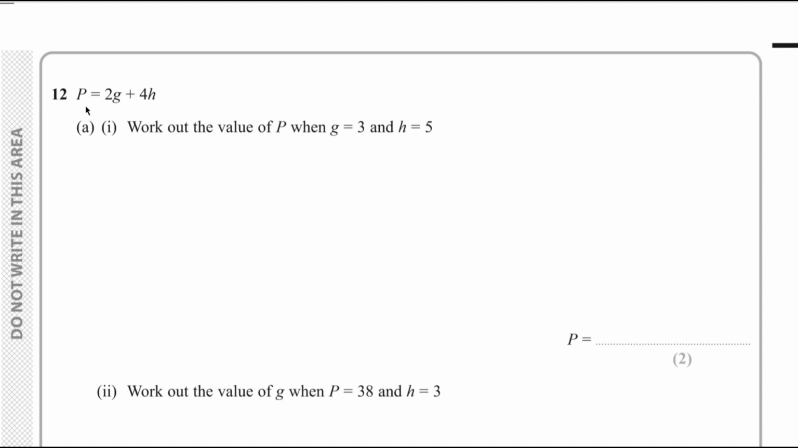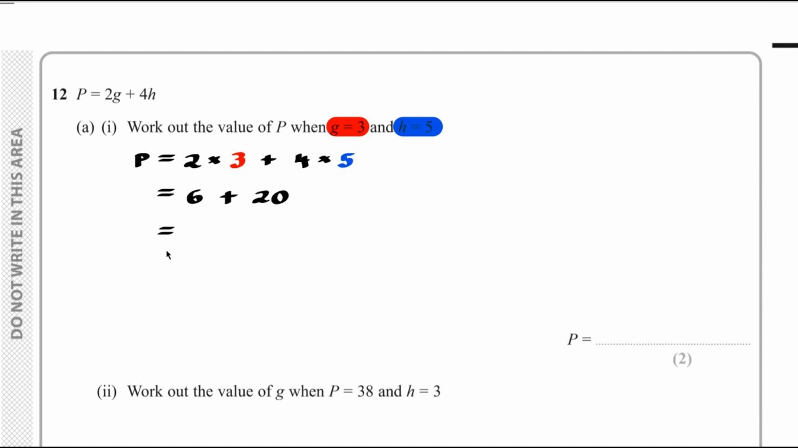Question number 12. P equals 2g plus 4h. Part A, for the first part, work out the value of P when g equals 3 and h equals 5. Substituting into this formula, P will equal 2 multiplied by 3 plus 4 multiplied by 5. So we have 6 plus 20, which is 26. So P equals 26.